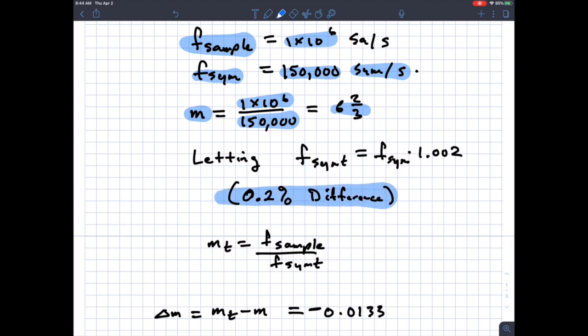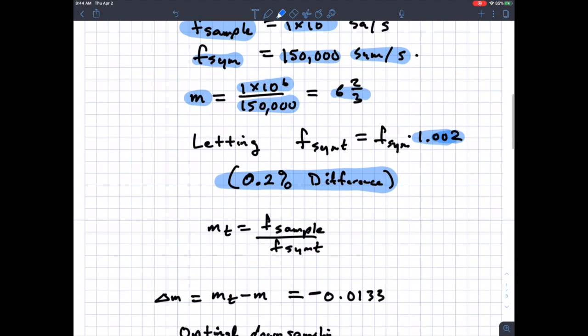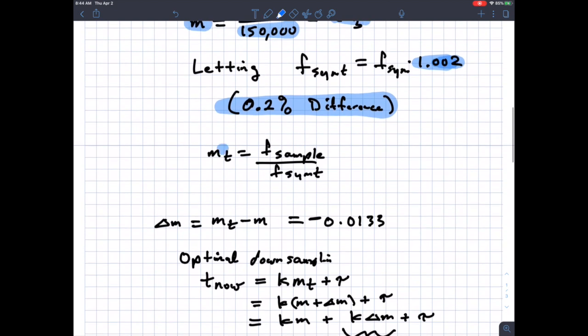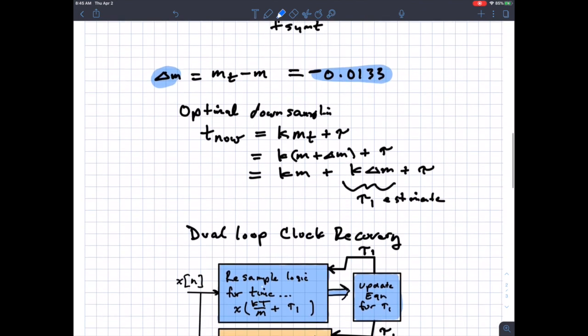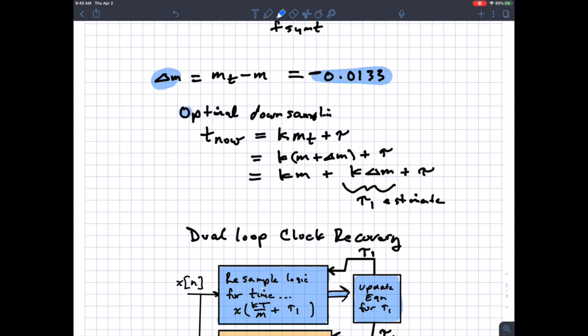Let's say we had a 0.2% difference. That would make epsilon equal to 0.002. So we multiply the nominal rate by 1.002 to get the actual symbol rate. That would give us the upsample factor at the transmitter to be f sample over f symbol transmit. What we're seeing between the nominal is a delta m of minus 0.0133 samples per symbol interval. A small difference.